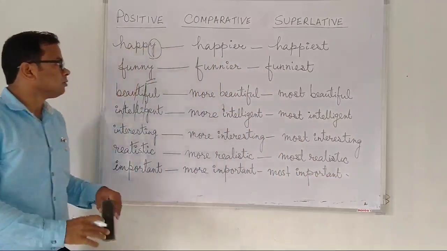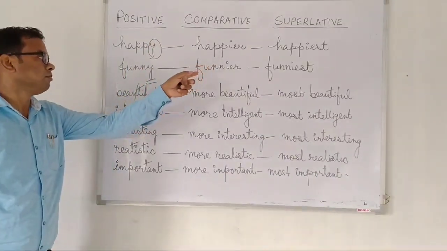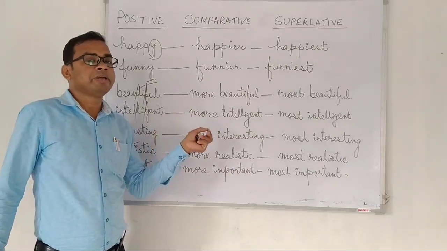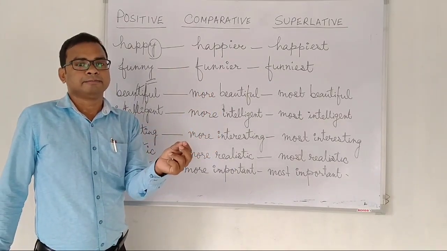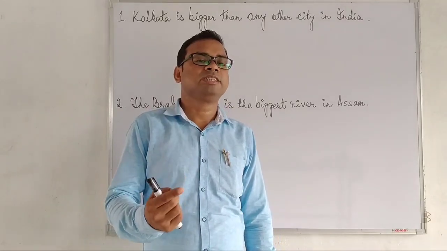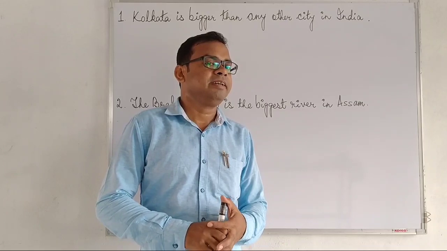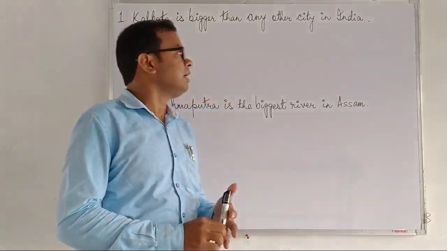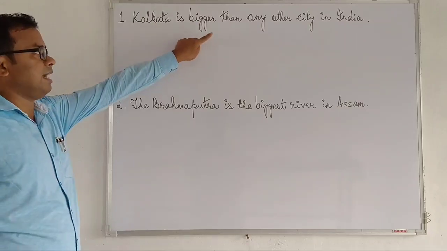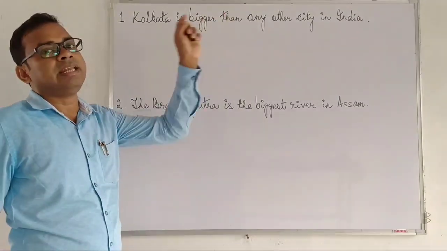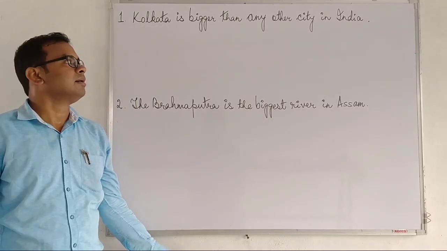So this is how one adjective is changed to comparative and superlative form. Now let's learn how we convert one degree to another degree. In order to transform one degree to another degree, we need to identify the degree in the sentence. Now let's see the first example. Kolkata is bigger than any other city in India.